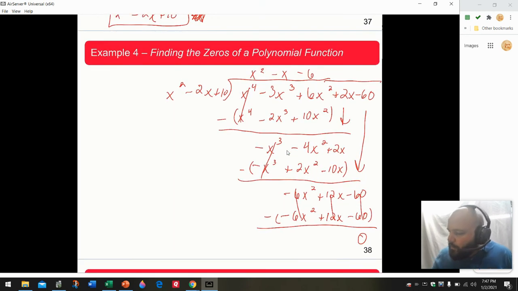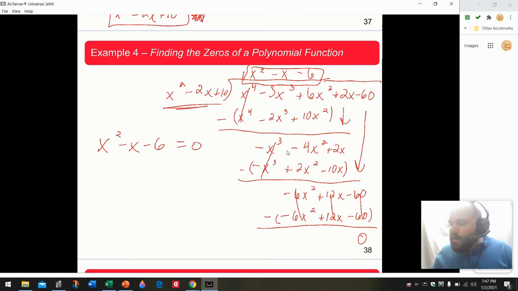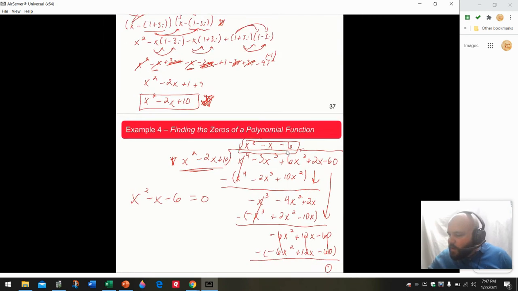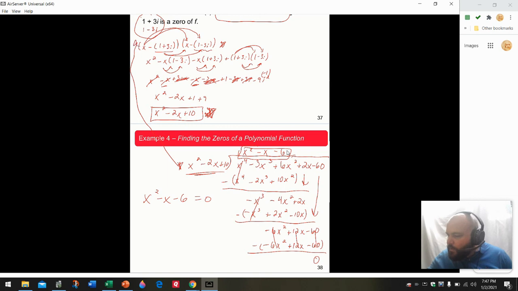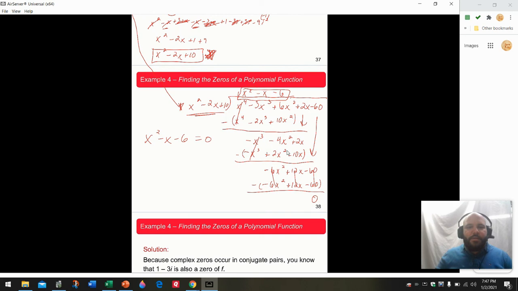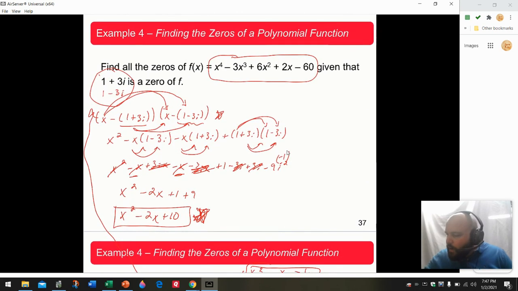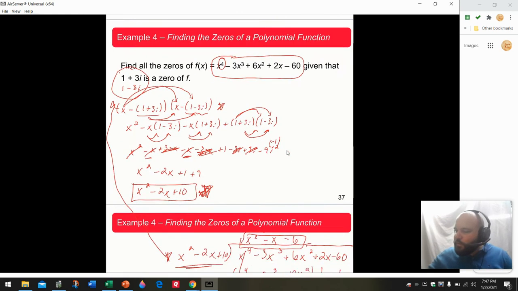So where are we? Well, what we have left, you can see once we divided out x squared minus 2x plus 10, we were left with x squared minus x minus 6. Well, there are still two more zeros in there that we need to figure out what they are. Remember, this one right here, we already know what the zeros are. This one was formed by foiling those two zeros together. So we know the two zeros of that one. We got to find the other two zeros. How do we know there's four? Well, we know there's four because it's fourth degree.